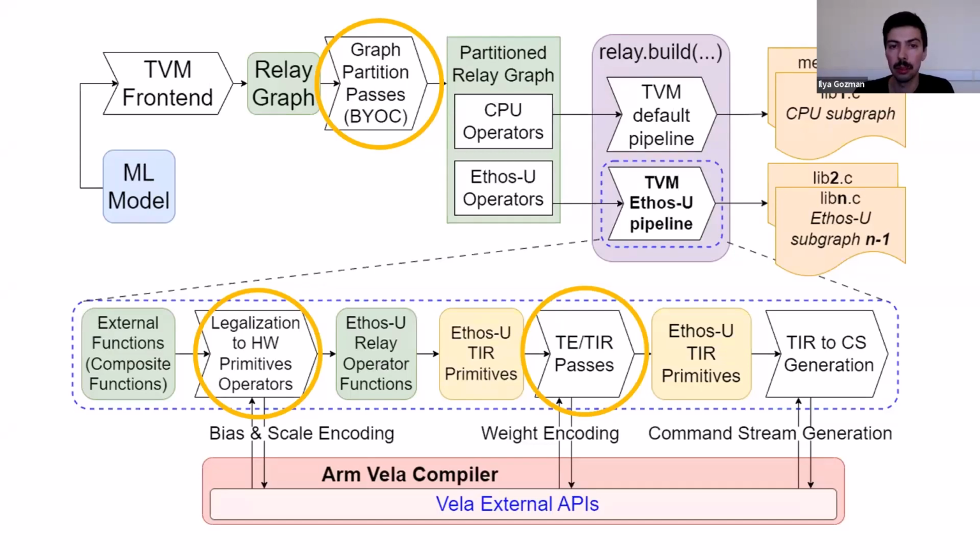One final step: the Arm Vela compiler's backend Python APIs convert the TIR PrimFunc to a command stream, which will be wrapped in a C source that will invoke it using the driver APIs.